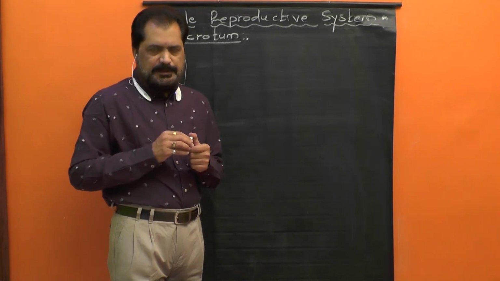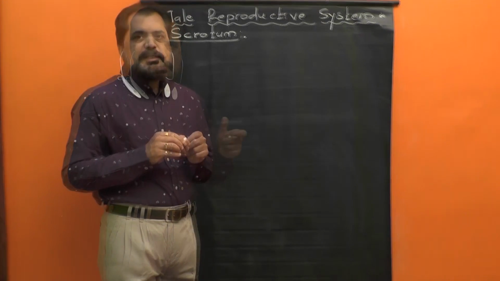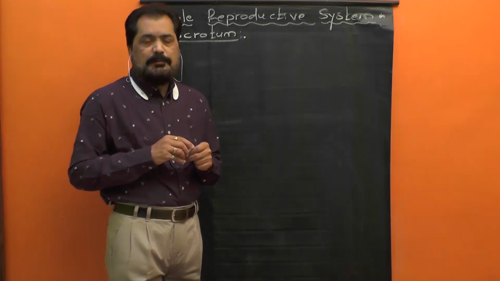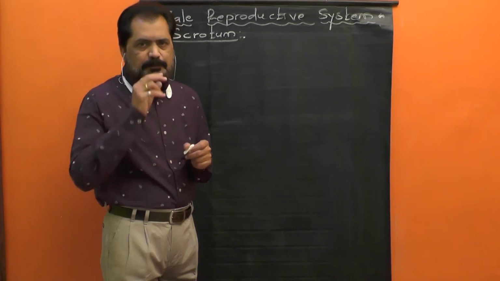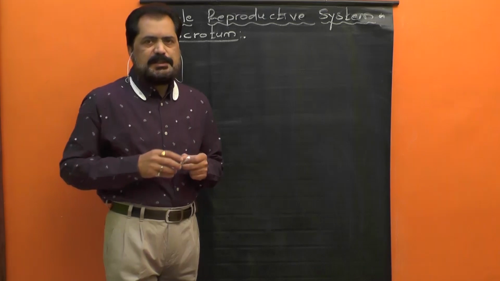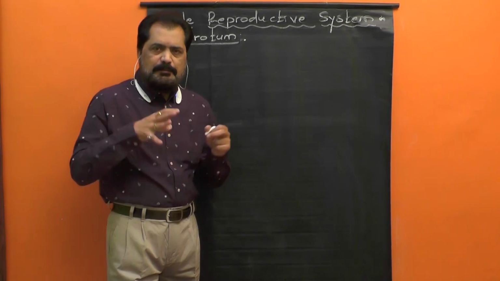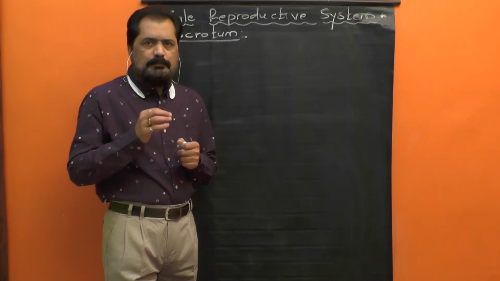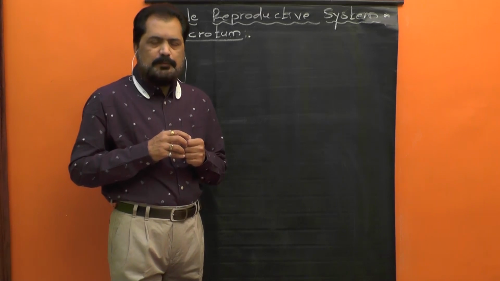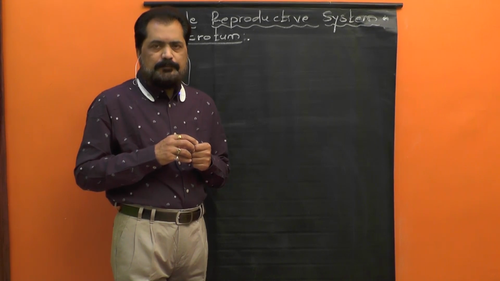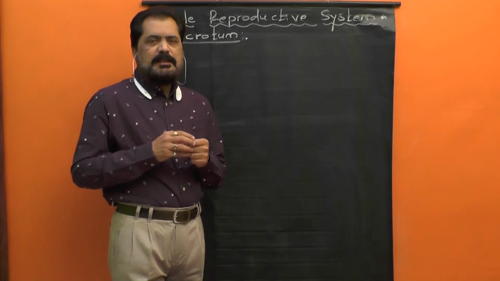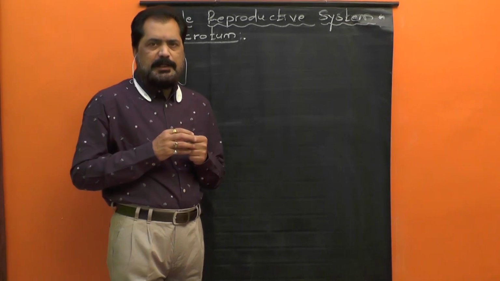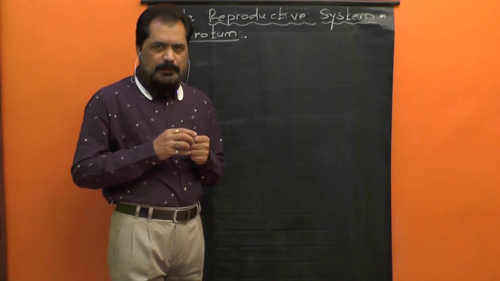Now let us talk in a little more detail. This scrotum hangs outside the abdominal cavity, below the pubic symphysis. I am going to explain to you, so first of all, listen carefully. The scrotum in a male individual hangs outside the abdominal cavity below the pubic symphysis, in front of the upper part of the thighs and behind the penis.